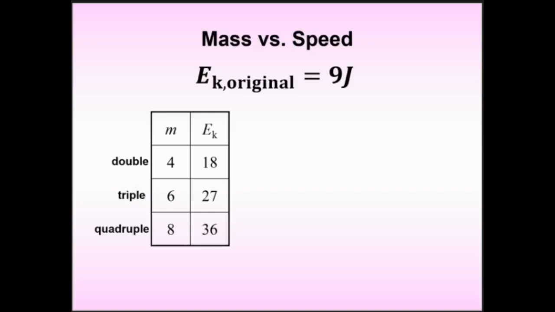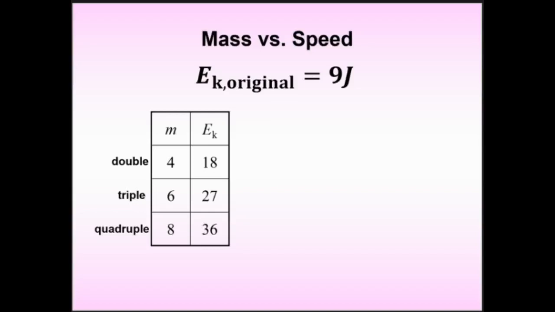Quadruple. What does quadruple mean? Multiply by 4. So my old mass is 2. 2 times 4 is 8. So it's half times 8 times 3 squared. I know it's easy. You're probably saying, why are you doing this? We want to understand what's going on. Hold on. 36. Are we good so far?